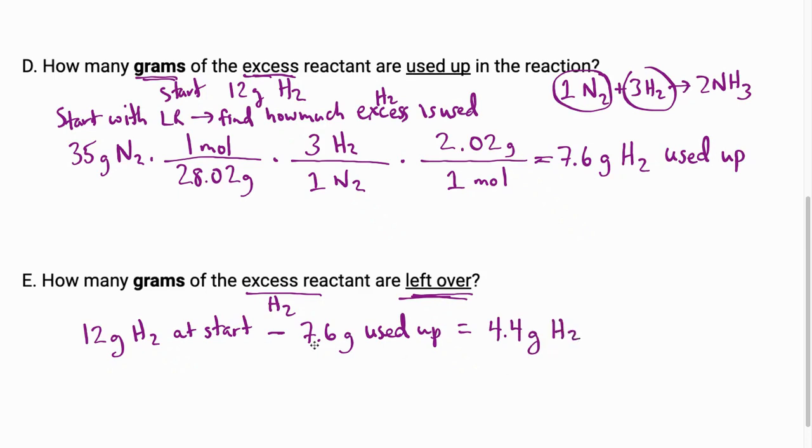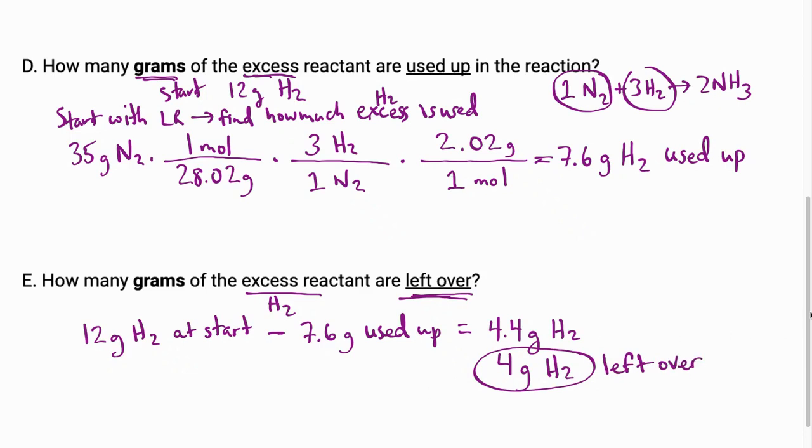Now, technically, if we were going to follow our sig fig rules, we'd have to have 0 decimal places. So technically, the answer is 4 grams of H2, and this is what is left over at the end of the reaction.